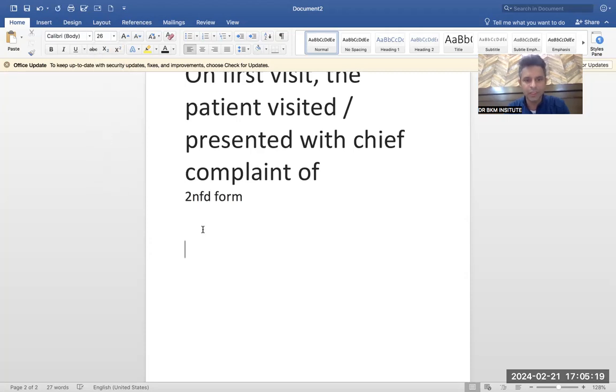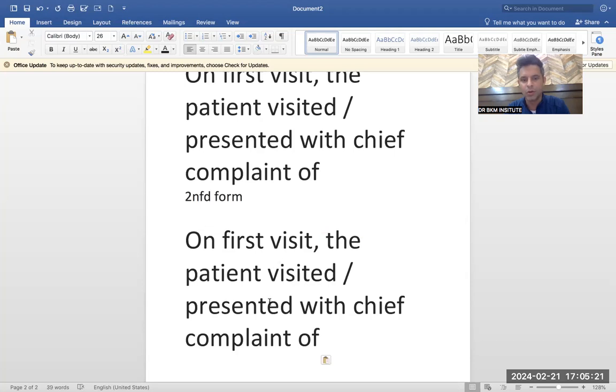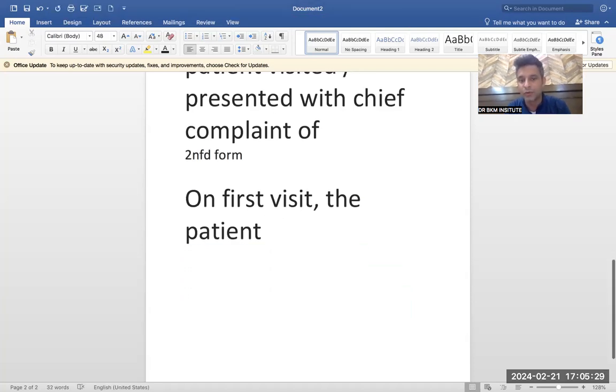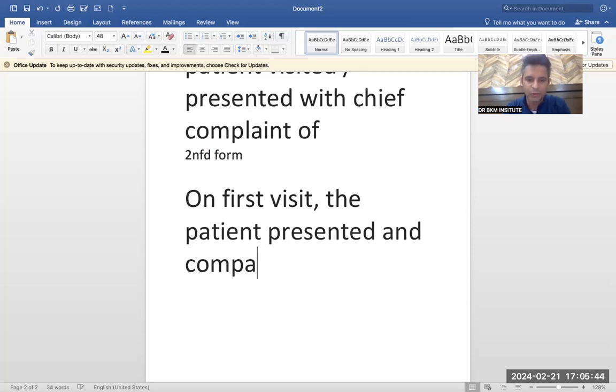You can also write it this way. On first visit, the patient visited. Now, what is not good over here is that the word visit is given and I'm again using the word visited. So it is not looking good. That's why I changed the word. On first visit, the patient presented with chief complaints. I can also say the patient presented and complained of. This is also correct. I don't have to make grammatical mistakes.